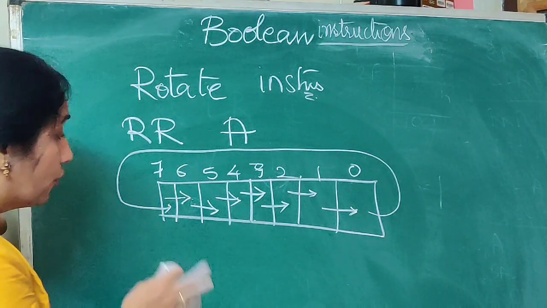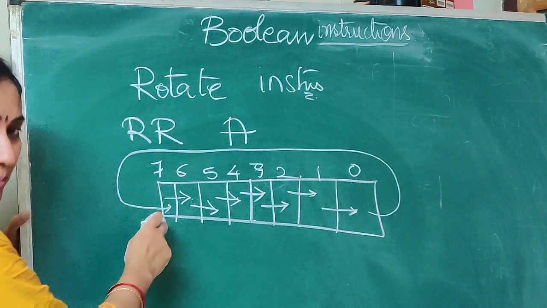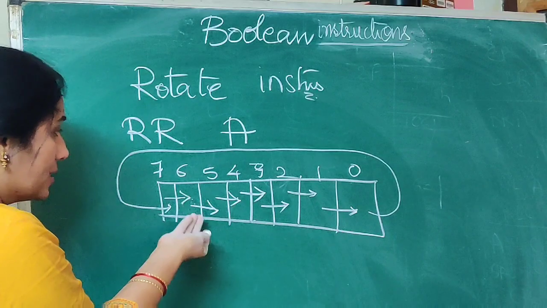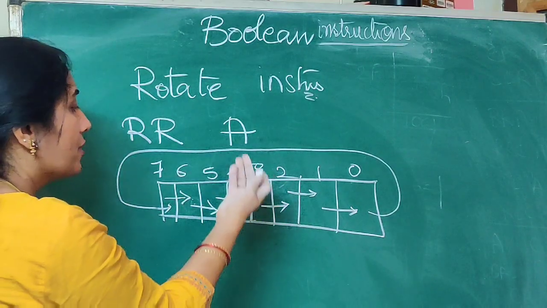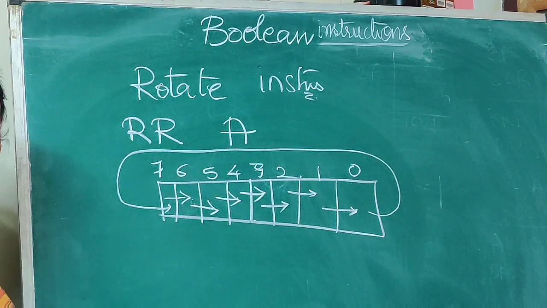So it's an 8-bit rotation. So here what's going to happen? The LSB bit will come to the MSB bit. MSB bit will go to the next 6th bit, and 6th bit will become 5th. 5th will become 4th. Like that you are going to have the rotate right the contents of the accumulator.